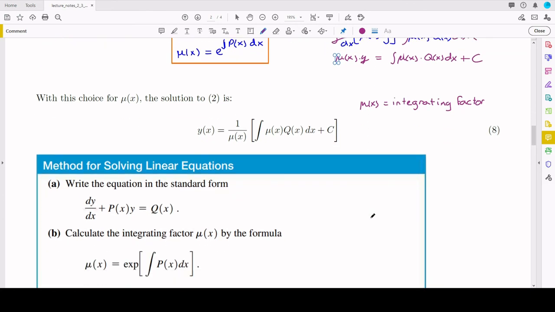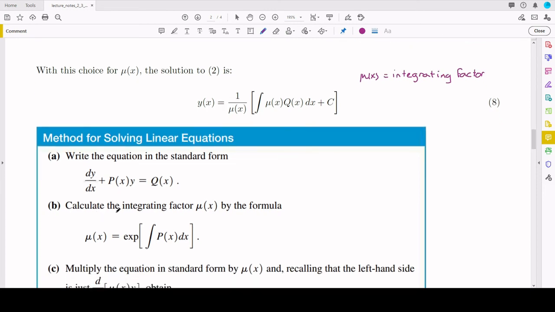So here's the summary. This was a lot of theory that you don't have to reproduce on an exam. So here's the summary for the method of solving linear equations. The first step is we want to write the equation in the standard form dy dx plus p of x times y equals q of x. That just involves dividing by whatever is in front of the dy dx. Then we're going to calculate the integrating factor mu of x by the formula mu of x is e to the power antiderivative of p of x dx.